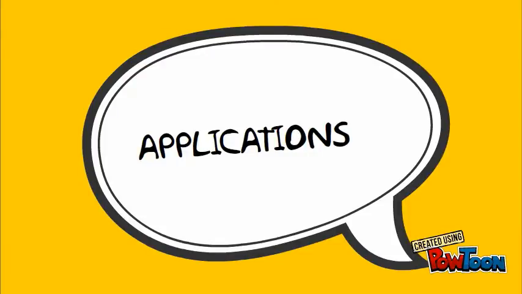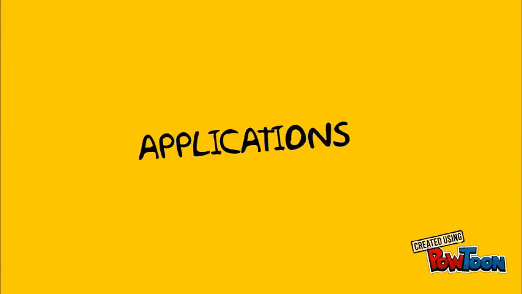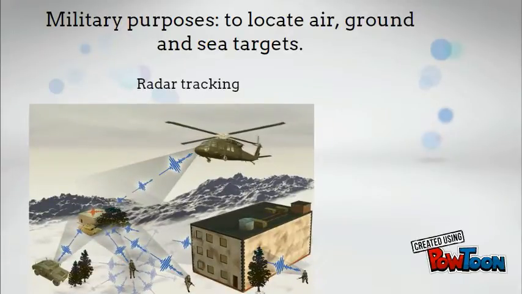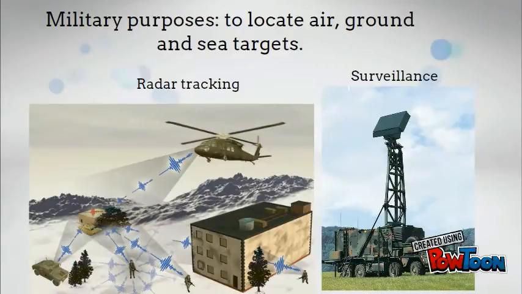Radars are thus used in many different fields where the need for such positioning is crucial. The first use of radar was for military purposes, to locate air, ground and sea targets. Various radar tracking and surveillance systems are used even today for scientific study and for defense. This has evolved into the civilian field into applications for aircraft, ships and roads.